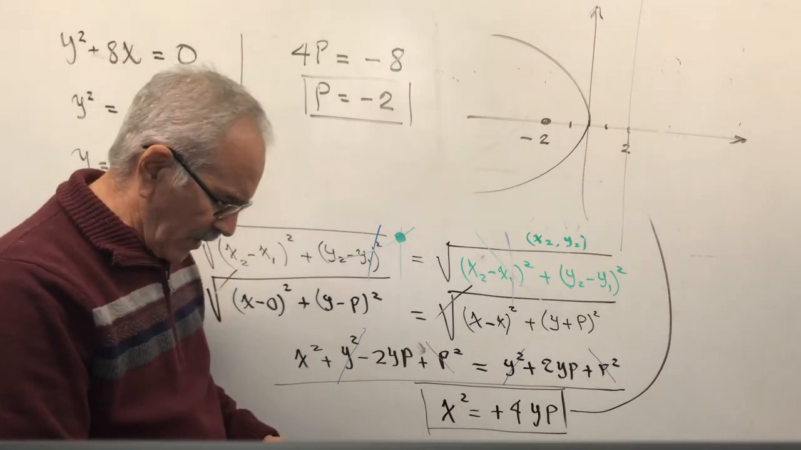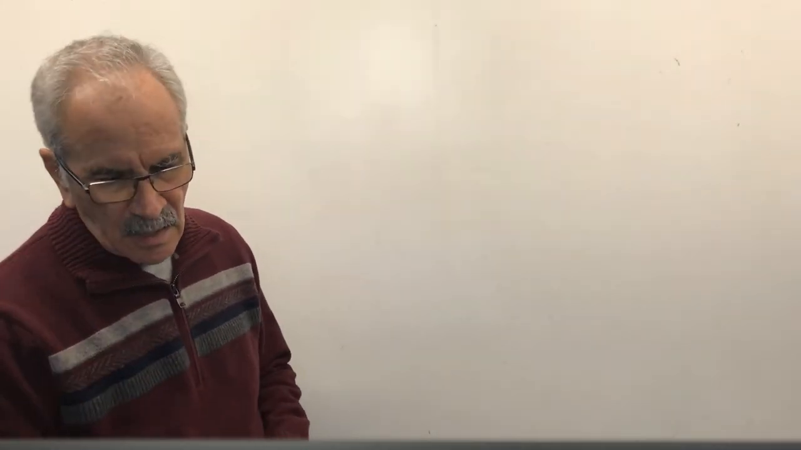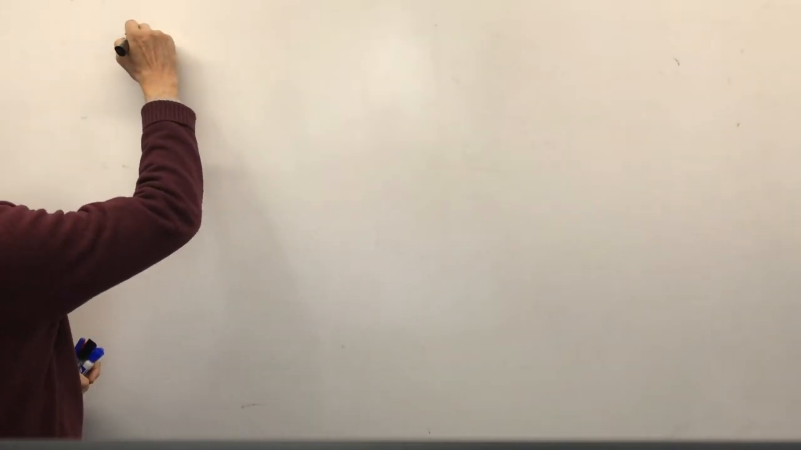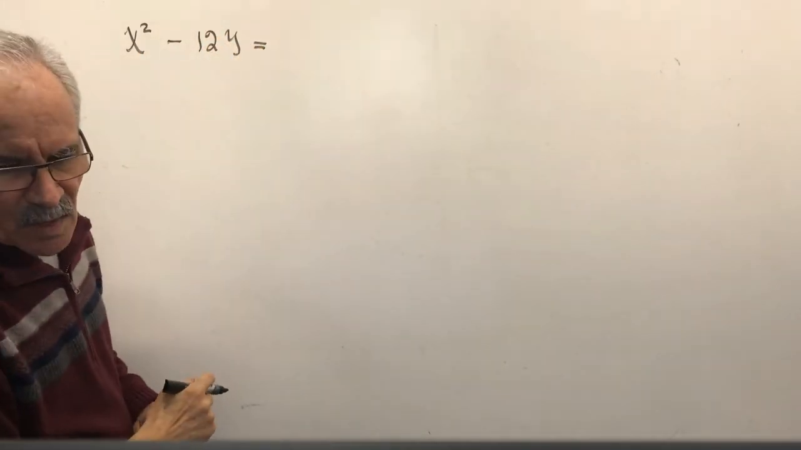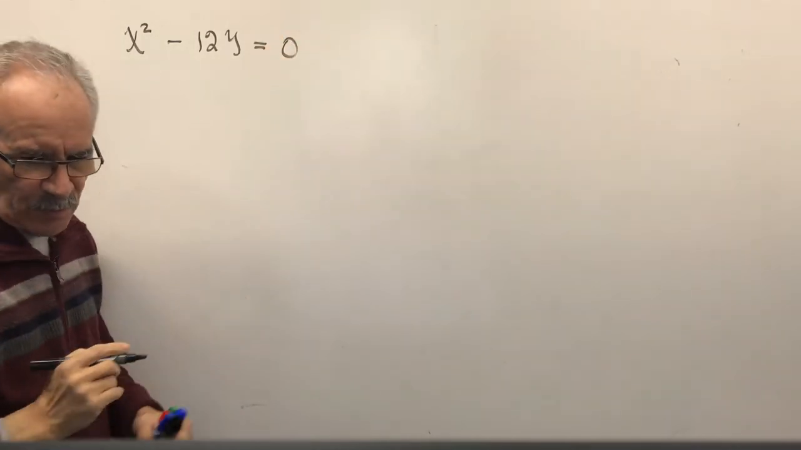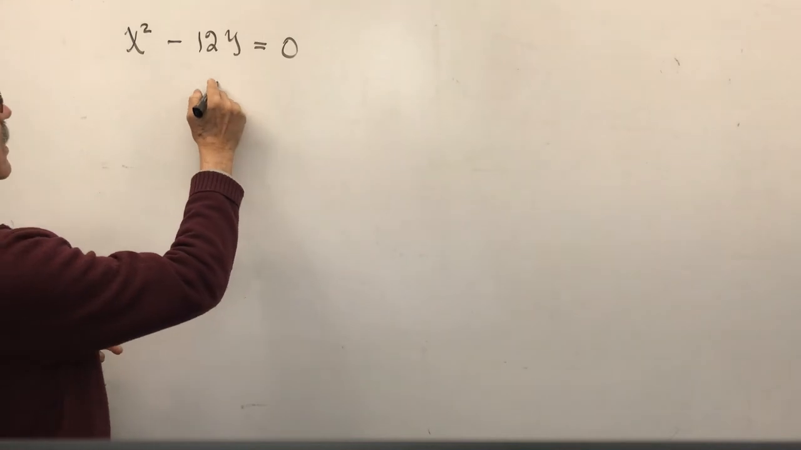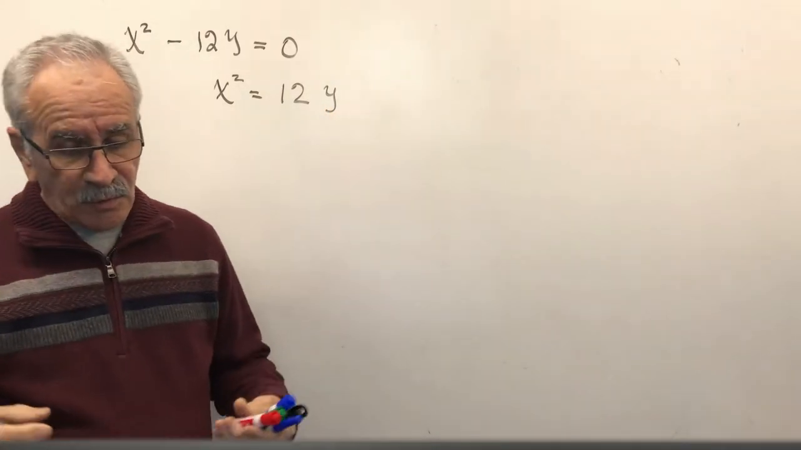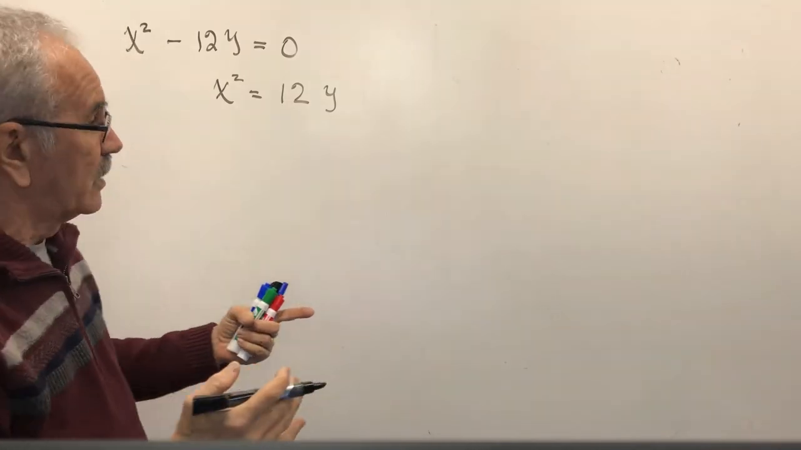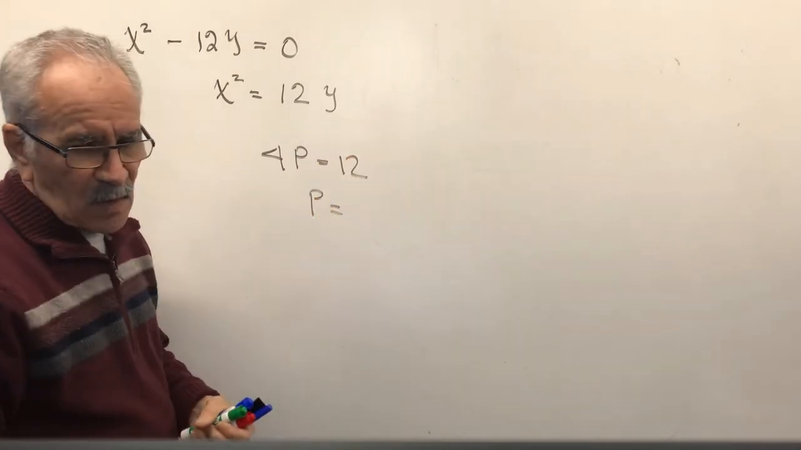If no question, let's do one more example. Find the focus and directrix of the parabola x squared minus 12y equals 0. I am copying from the notebook. So directly we can solve x squared equals 12y. So 12 is 4p. So 4p equals 12, p equals 3.